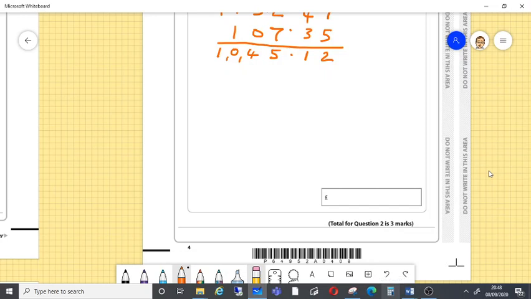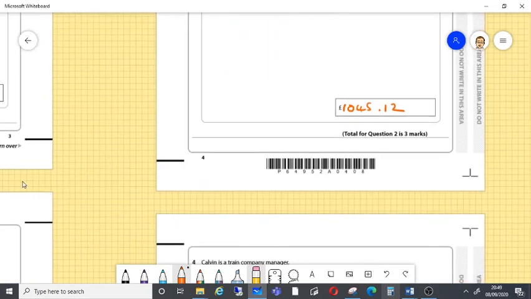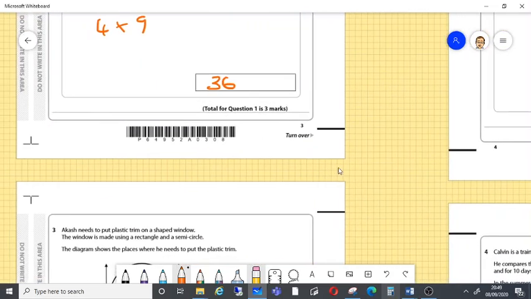So final answer, £1,045 and 12 pence. Okay, good. Let's move on to the next one. See what we've got. Move across.